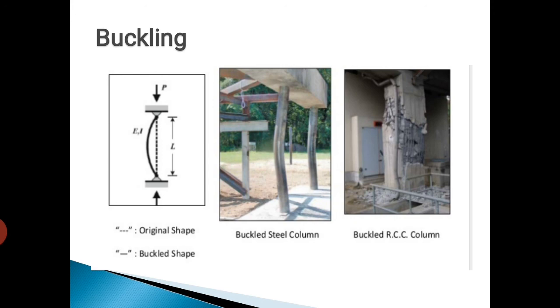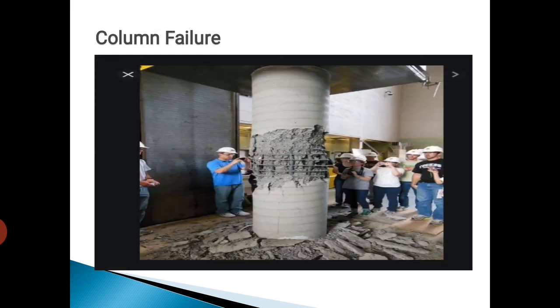Figure B shows a buckled steel column, and figure C shows a buckled RCC column. This is another example of column failure in the actual field.